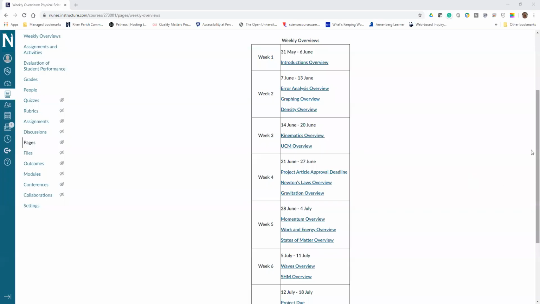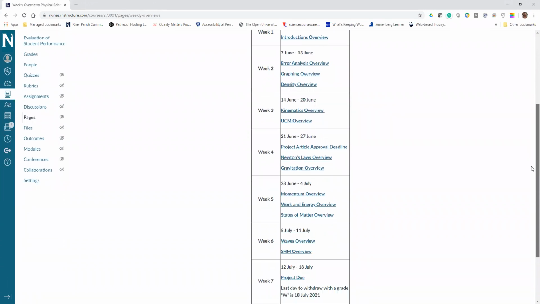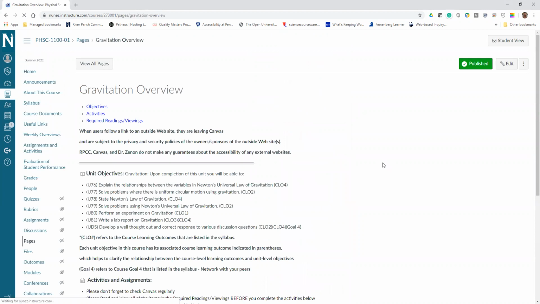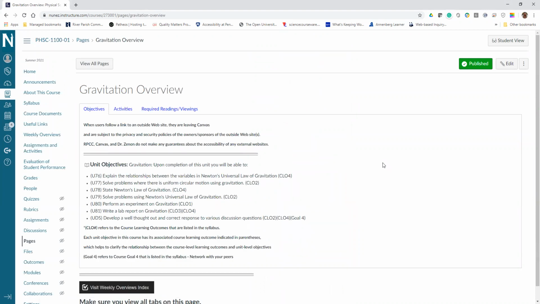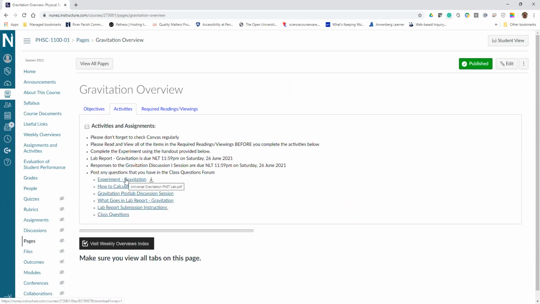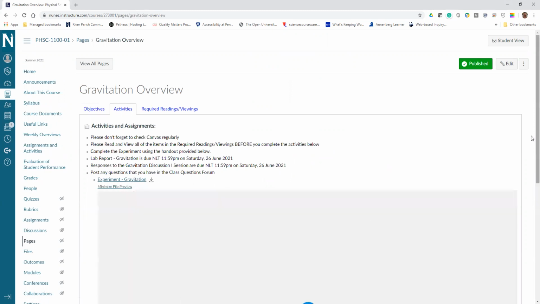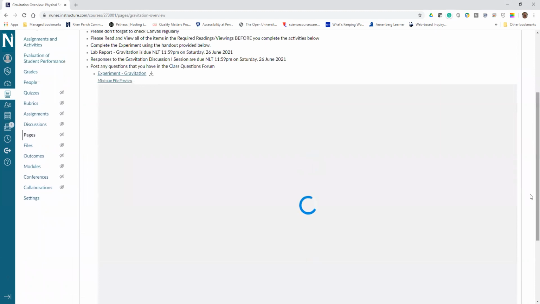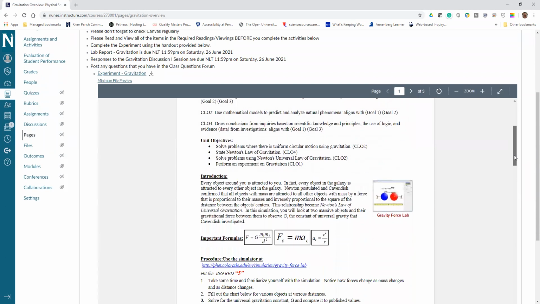All right. So let me go ahead and share my screen. Okay. Yeah. All right, so gravitation. Just like we're doing gravitation in a lecture, you have an experiment to do on gravitation. Works the same way. You go into the experiment handout. Sorry, I'm not sure why the internet is being so temperamental here.